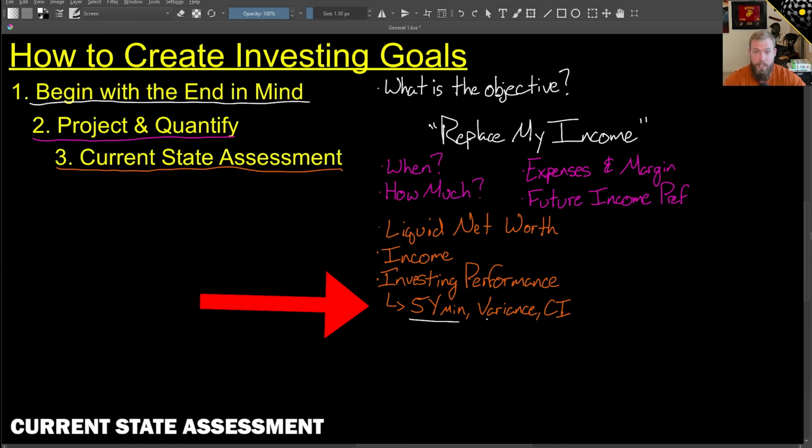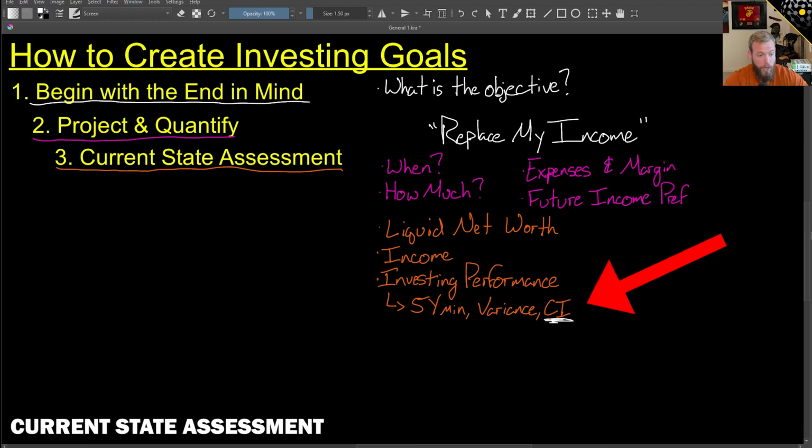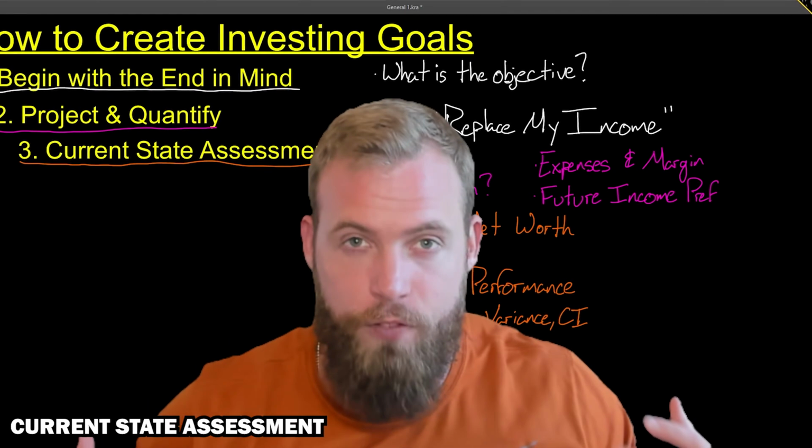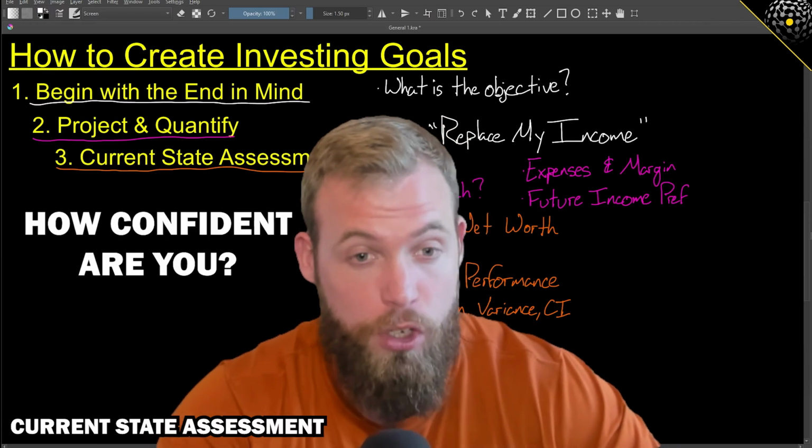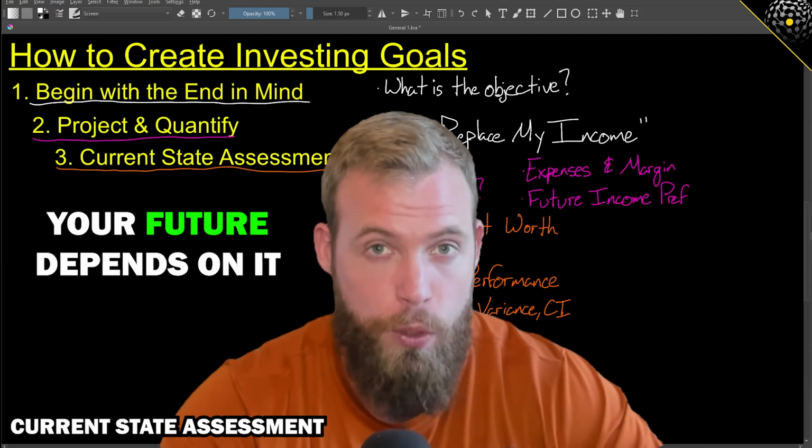So this is the variance that I was just referring to. And then the confidence interval. This is important. This tells you how confident you are in this as your future potential. A lot of people, when we're talking online or when we're talking to other people, we like to sound more confident than we might actually be. Be honest here. How confident are you in this? Because literally, quite literally, your future depends on it.